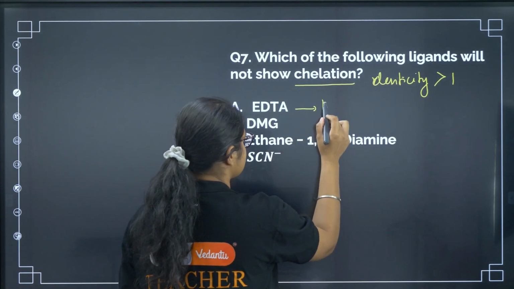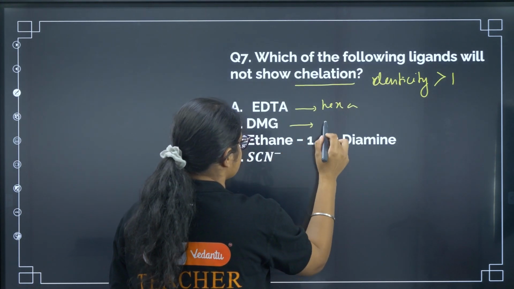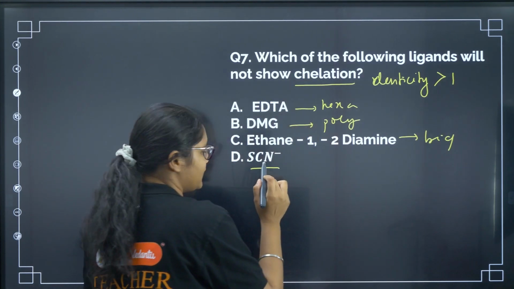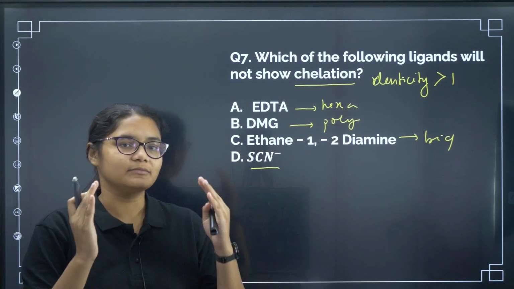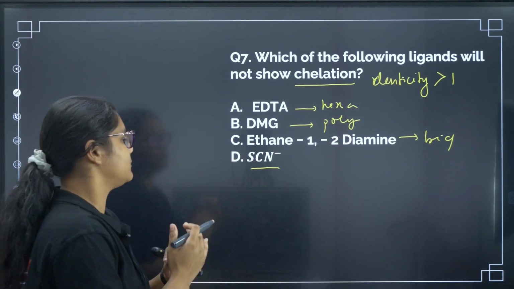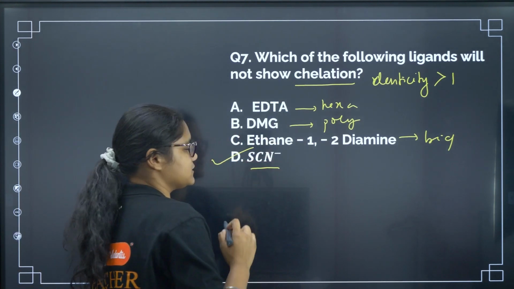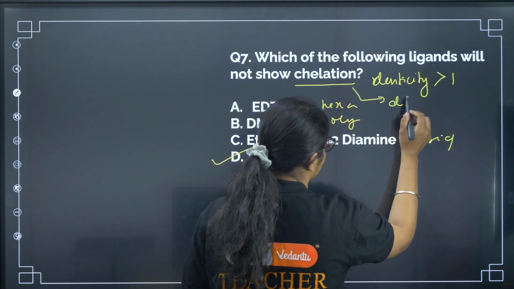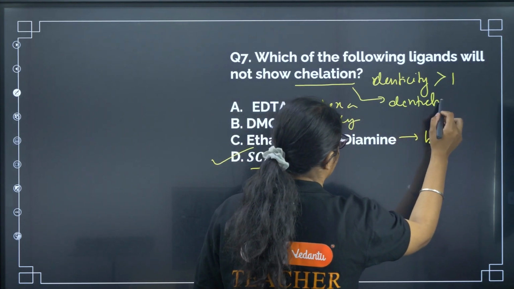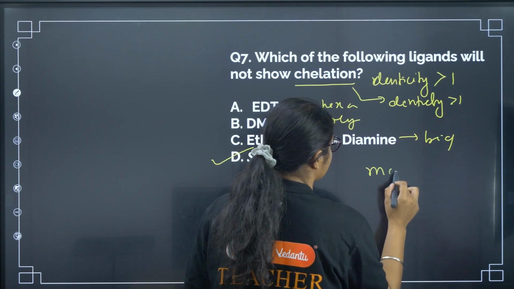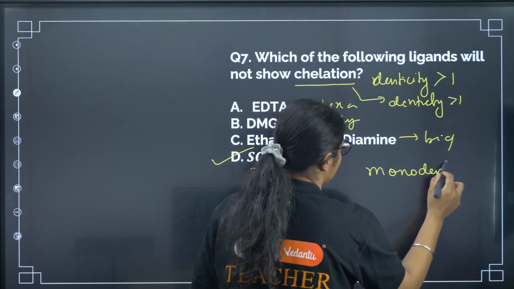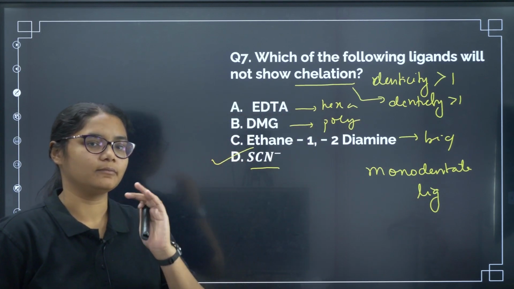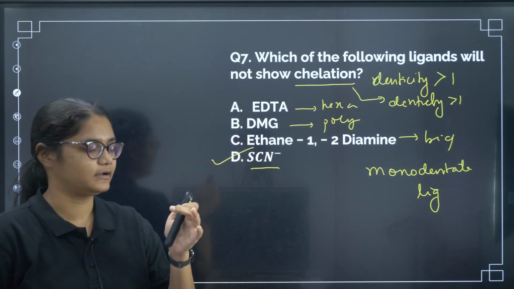So EDTA is a hexadentate ligand. DMG is also a polydentate ligand. This is also a bidentate ligand. SCN minus is a monodentate ligand, so it cannot form a cyclic structure and the stability will be less. So the correct answer for this question is option number D. The condition for chelation is that the denticity should be greater than 1, and it is not applicable for monodentate ligands. It can be possible in all other bidentate, tetradentate or hexadentate ligands.